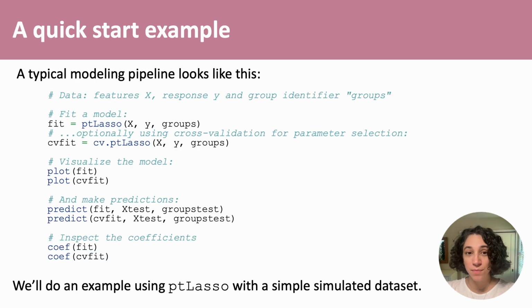Here's how a typical modeling pipeline looks. We fit models using ptLasso or cv.ptLasso. We plot using the function plot, predict with predict, and extract coefficients using coef. Let's go through an example with a simple simulated data set.